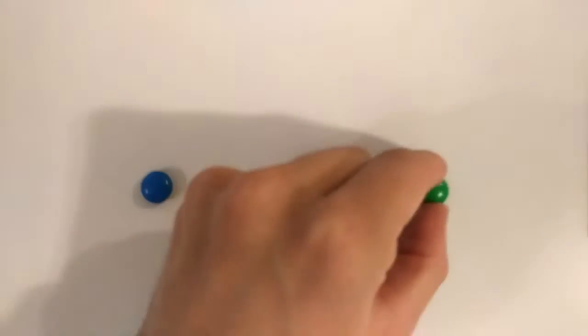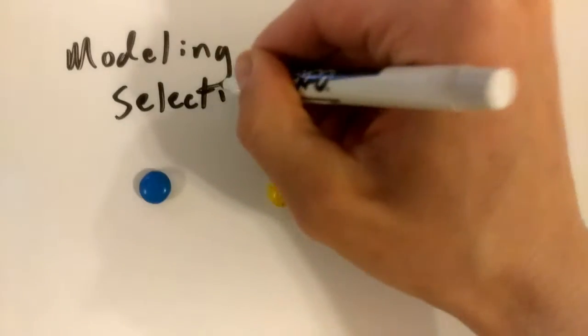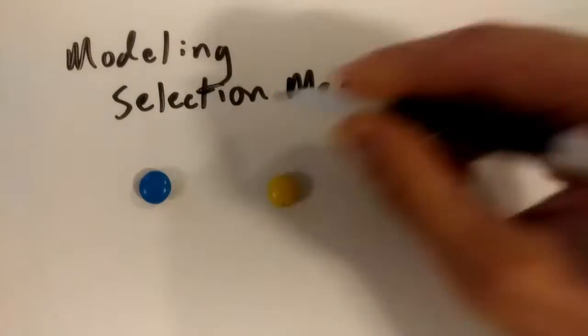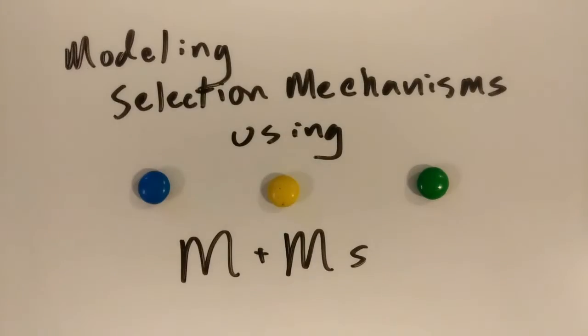You know what? Let's do today? Let's go ahead and do some modeling with M&Ms. Specifically, what we're going to model is selection mechanisms. This refers to the way that populations change in evolution.